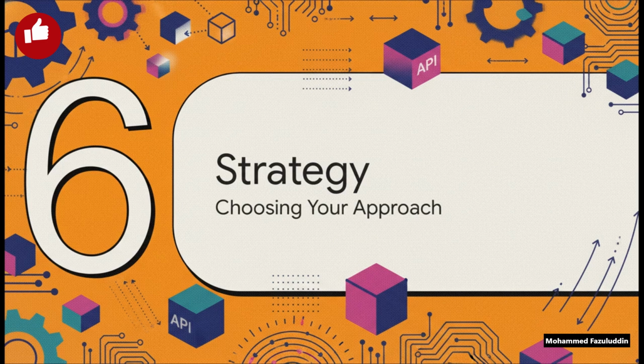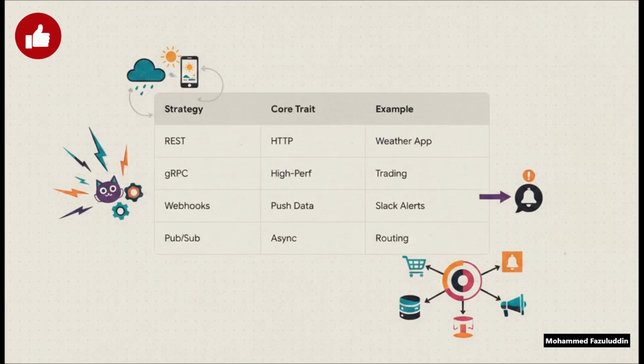Section 6. Choosing your communication strategy. The Developer's Toolkit summarized. All right, so bringing this all together, choosing the right strategy really ultimately comes down to the specific software problem you're trying to solve. For standard synchronous data fetching, rely on REST, just like our mobile weather app. For blistering backend performance between microservices, implement gRPC, just like we saw with high-frequency trading.